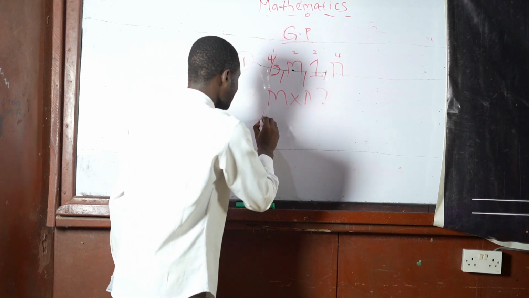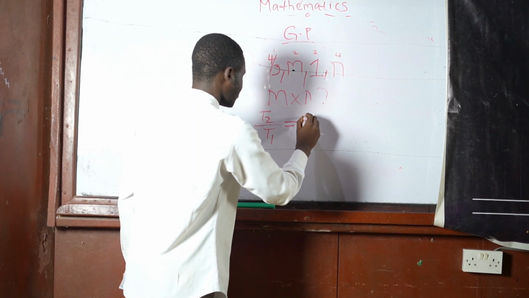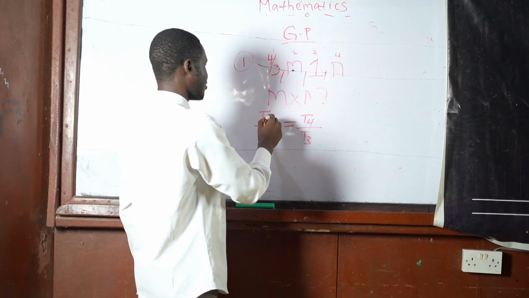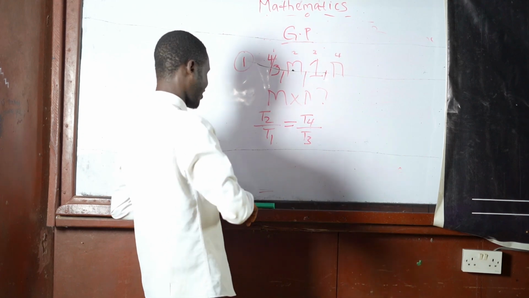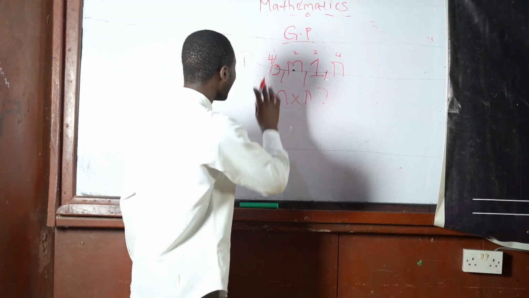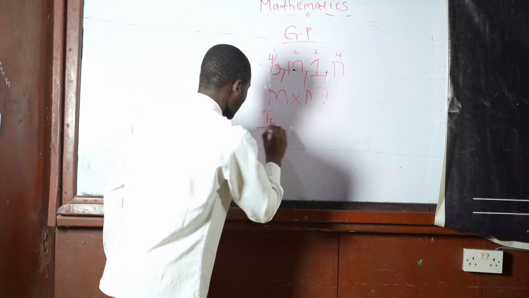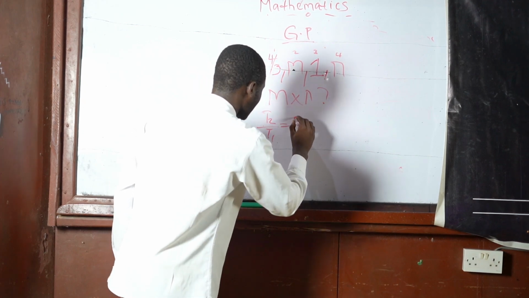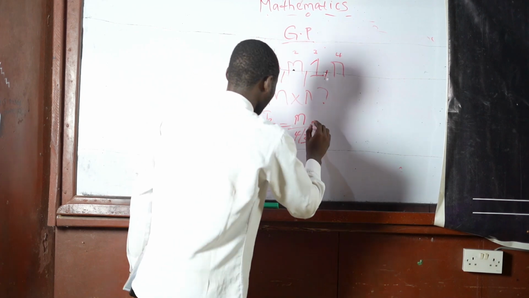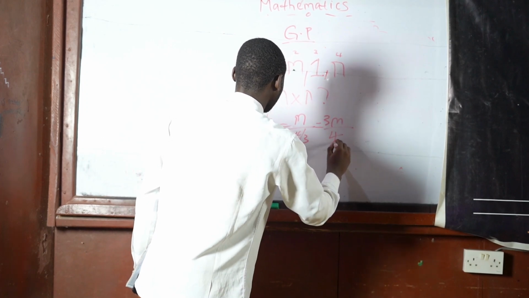So the common ratio says T2 over T1 is equal to T3 over T2. Okay, I think I'm making a mistake here. Now let's go one by one. What's our T2 over T1? That's m divided by 4 over 3. M divided by 4 over 3 will give you 3m over 4.